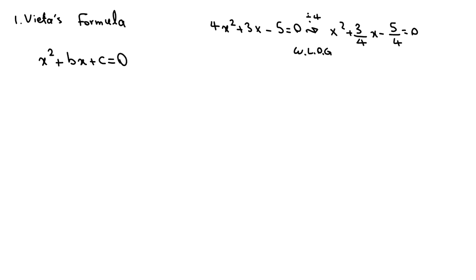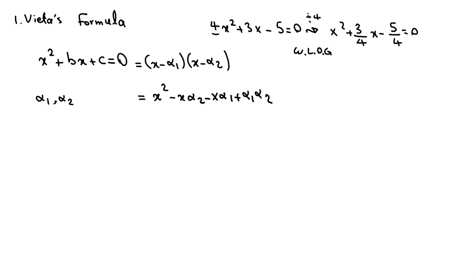We can consider the leading coefficient, we call this one the leading coefficient, 1. So let's consider this one. Suppose the roots are, for example, alpha 1 and alpha 2. So we can say it is equal to x minus alpha 1 and x minus alpha 2. Now, here if I write this one, it will be x squared minus x alpha 2 minus x alpha 1 plus alpha 1 alpha 2. And it will be x squared plus x times negative alpha 1 minus alpha 2 plus alpha 1 alpha 2.